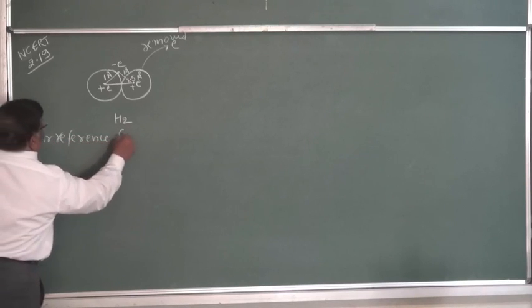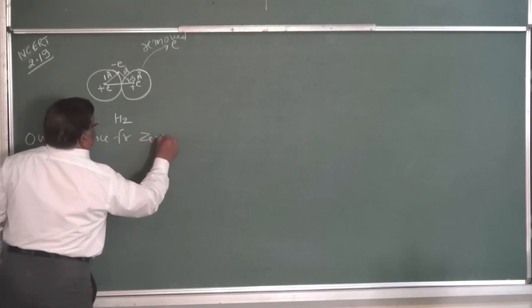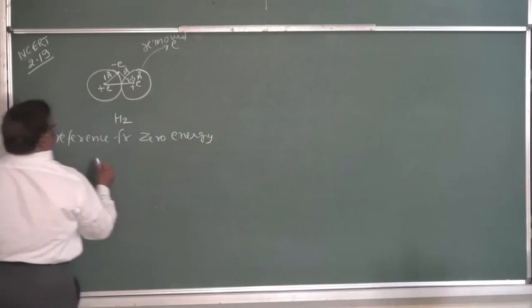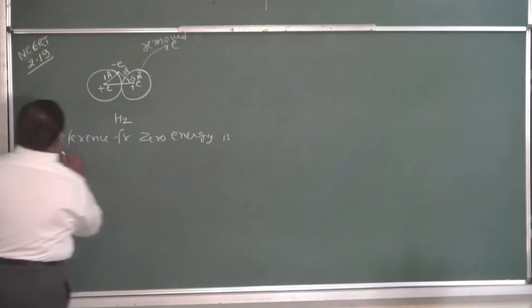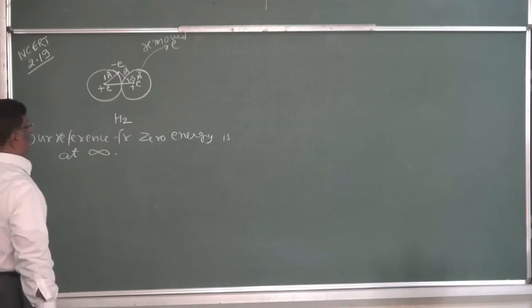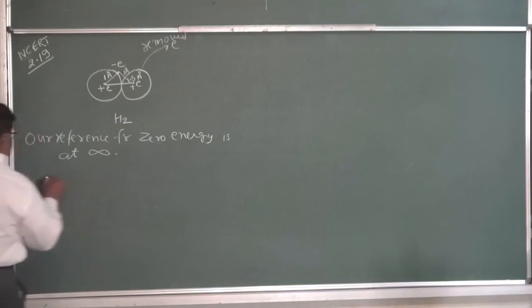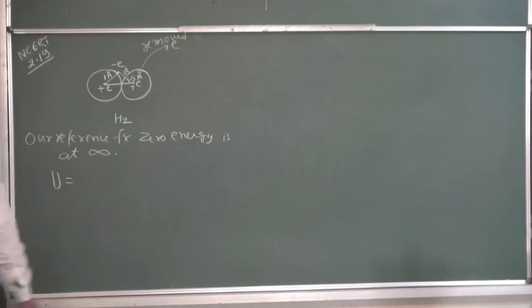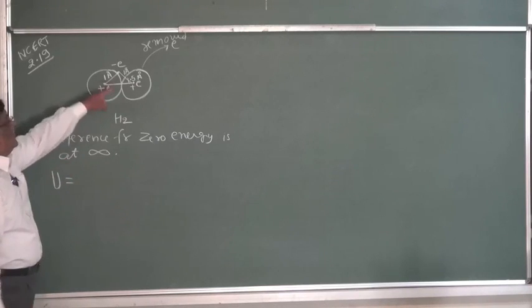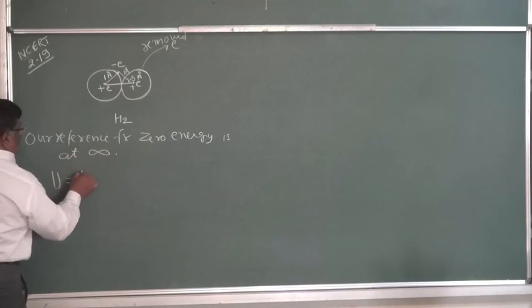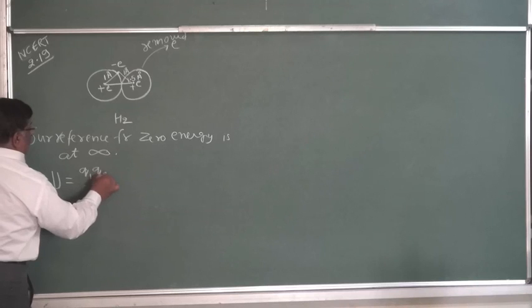Our reference for zero energy is at infinity. That's why we are allowed to use the formula. Which formula? The potential energy of the system. How many particle system? 3 particle system. And the 3 particle system, yes, you remember it, correct.